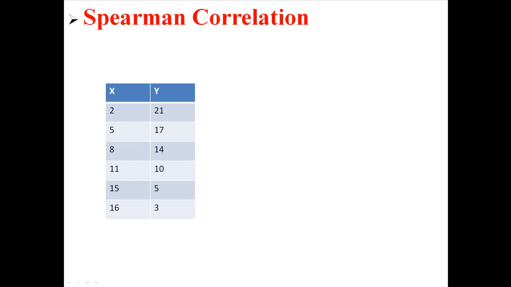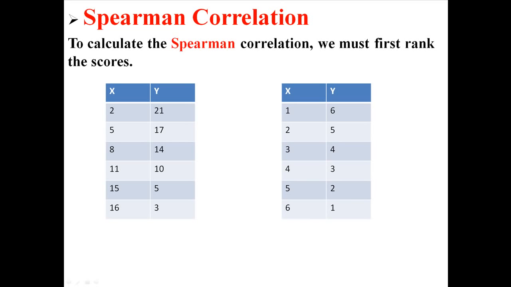So here is a sample data set. We've got some ordinal data here, 6 x's and 6 y's. Now, what we need to do with the Spearman correlation is we must first rank the scores. So I'm going to replace the score with what rank it has. The lowest score has the lowest rank, and the highest score has the highest rank. So 2, 5, 8, 11, 15, 16 turns into 1, 2, 3, 4, 5, 6. And the same for y.